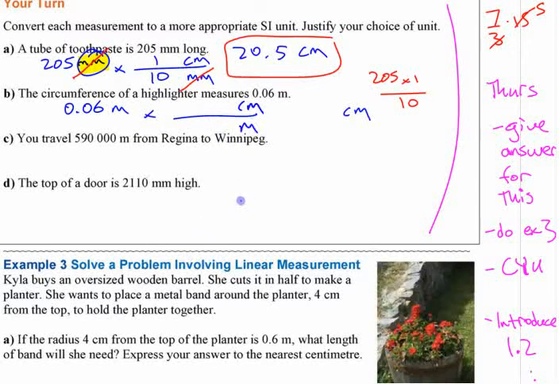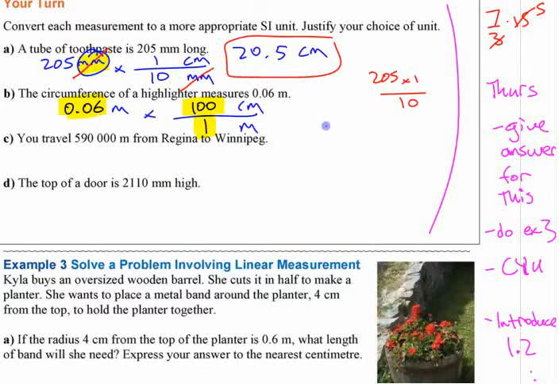How are those related? One of them is equal to a bunch of the other one, right? 1 meter is equal to 100 centimeters. So then you know you need to go 0.06 times 100. You don't even need to do divided by 1 because it doesn't change it. So that's a way of knowing you need to multiply by 100.